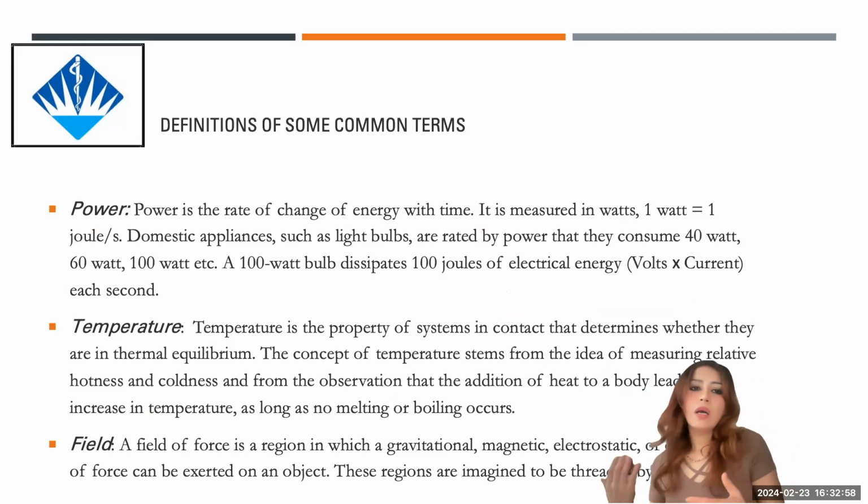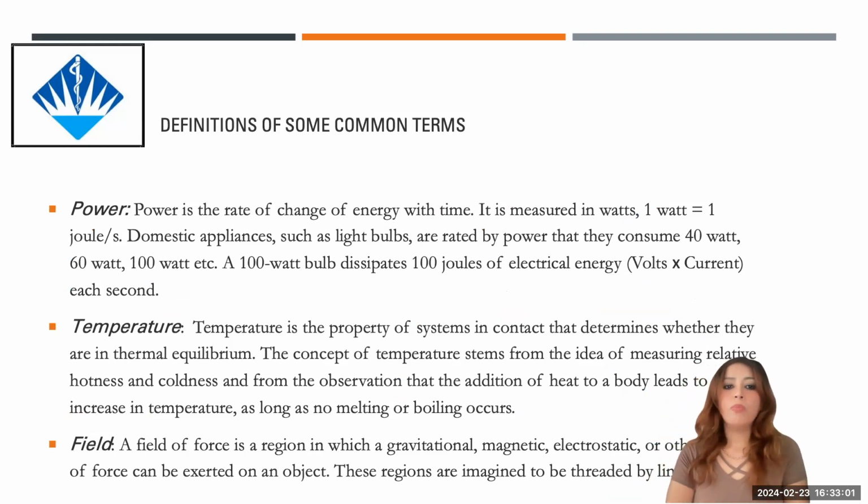So I will define some common terms. Power is the rate of change of energy with time. It's measured in watts. 1 watt is equal to 1 joule per second. For example, light bulbs are rated by the power they consume: 40 watt, 60 watt, 100 watt, etc. So a 100 watt bulb dissipates 100 joules of electrical energy each second.